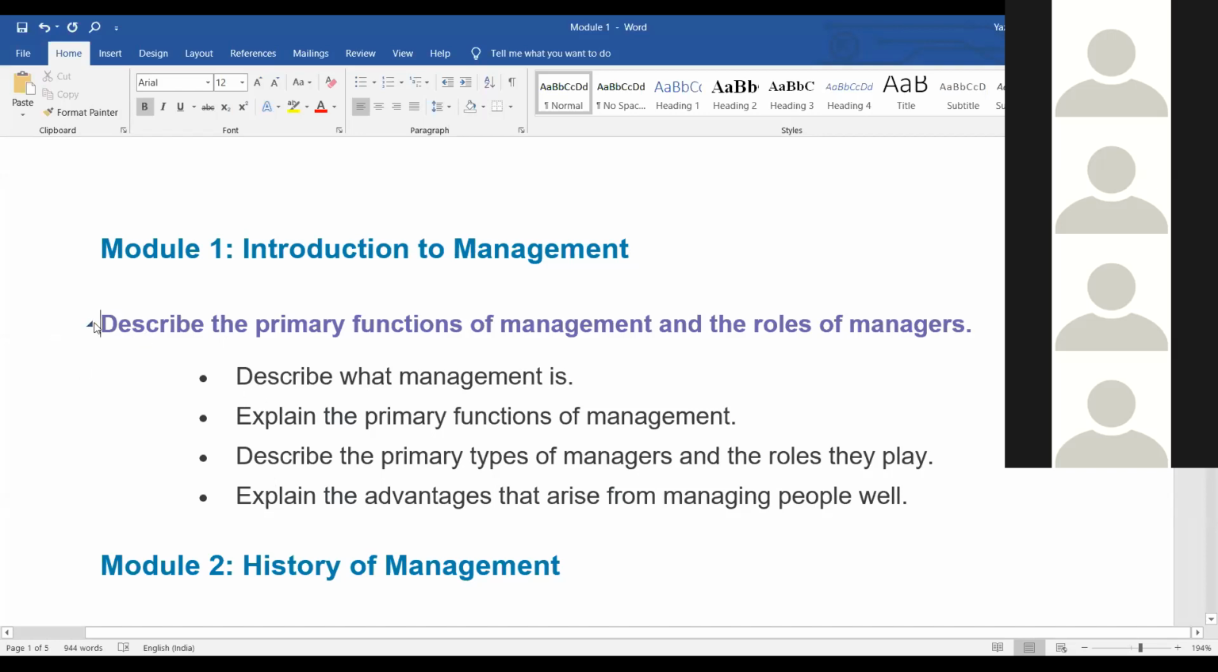Here, describe is actually K2 level. Therefore, the depth is K2 level because they are using describe. The primary functions of management and the role of a manager is the subject content. They did not specify any conditions or degree of proficiency. Therefore, without specifying conditions, they have defined the course outcome.